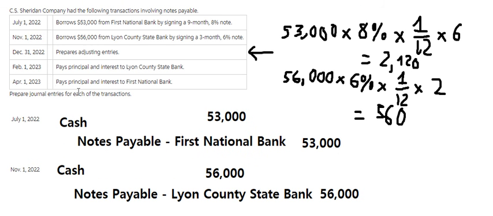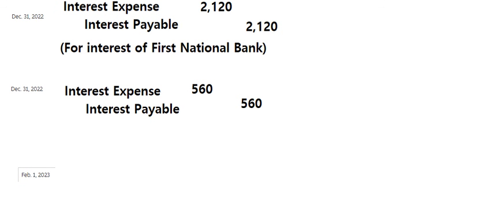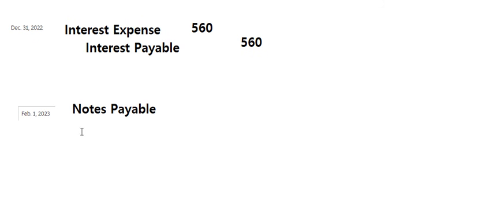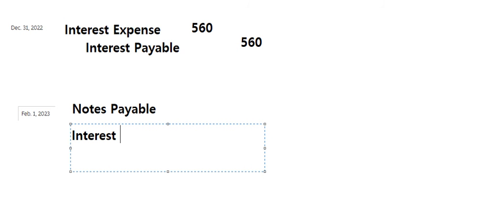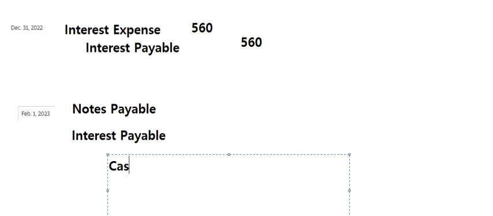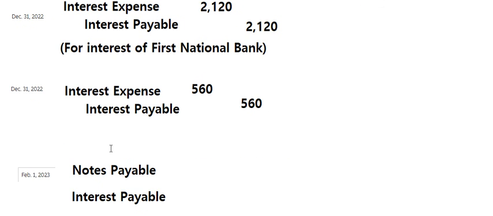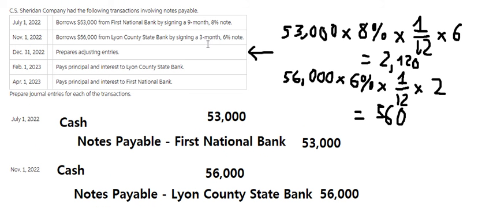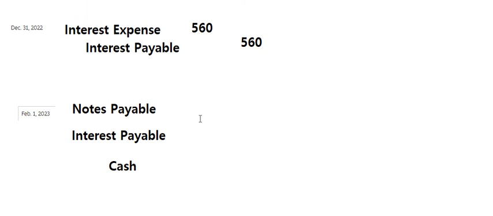Now, on the next one, we need to pay principal and interest for this one. So we have this one code here. So we need to put notes payable, interest payable, and cash. So we know that the notes payable of Leon is about 56,000. We put this one column here.